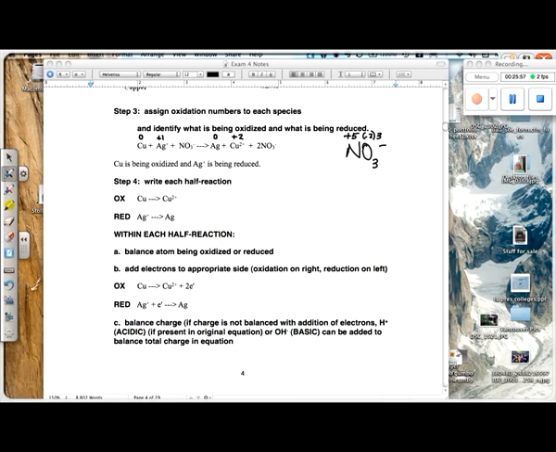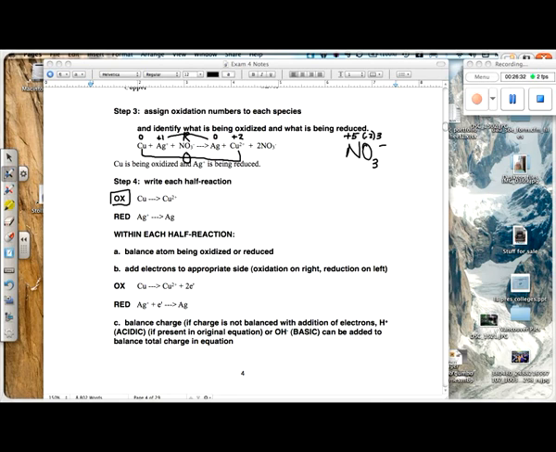All right. Focus on what's happening to the oxidation numbers. Copper going from 0 to +2 got more positive, so it is the oxidation. Silver went from +1 to 0, the oxidation number went down, so it is the reduction. Okay, so now I've taken out the two things and put them into two half reactions, an oxidation half reaction and a reduction half reaction.